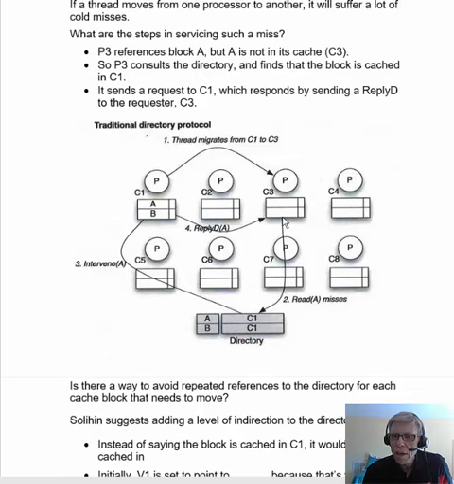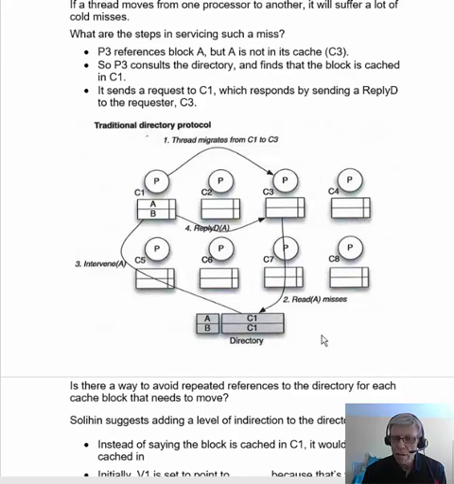So P3 consults the directory and finds that the block is cached in C1. That's cache 1. It sends a request to cache 1, which responds by sending a reply D to the requester C3. But the problem is that this just doesn't happen for block A, but it happens for A, B, C, D, and whatever else the process is referencing. So there are lots of misses, lots of repeated messages.